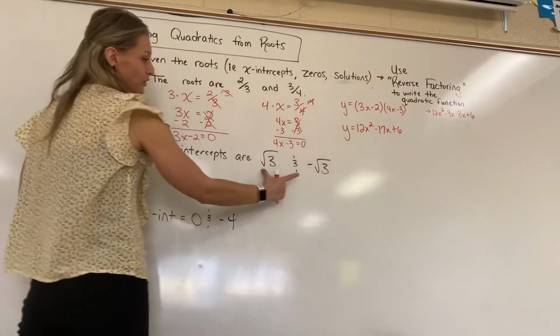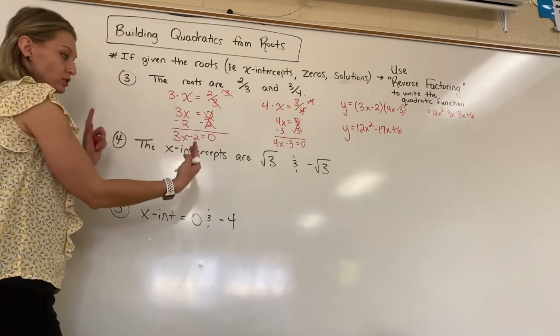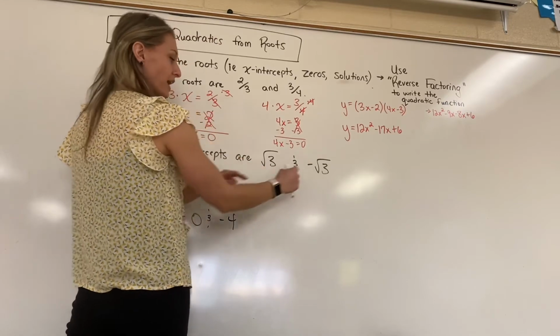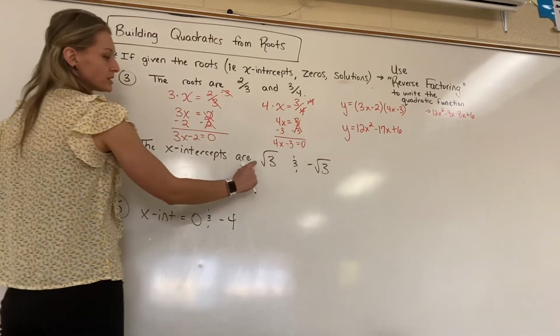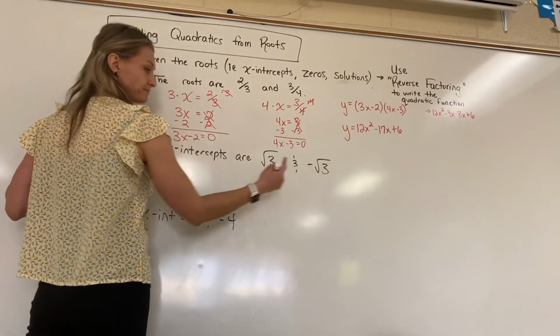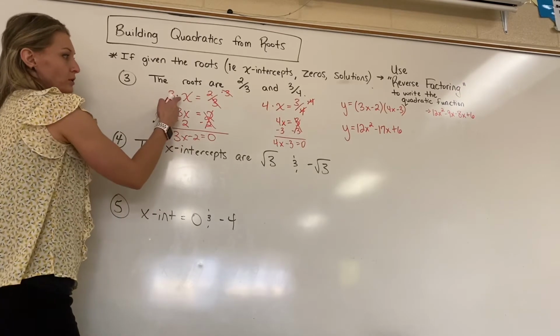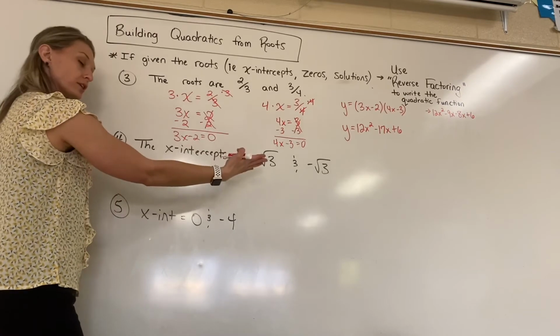Well, now you have radicals, okay? So when you have two x-intercepts that have a radical, if it's the same thing under the radical, you can actually kind of shortcut this one, okay? So notice you've got a positive square root 3 and a negative square root 3. So when you're doing problems like that, the first step would be you take x equals to each one of those.